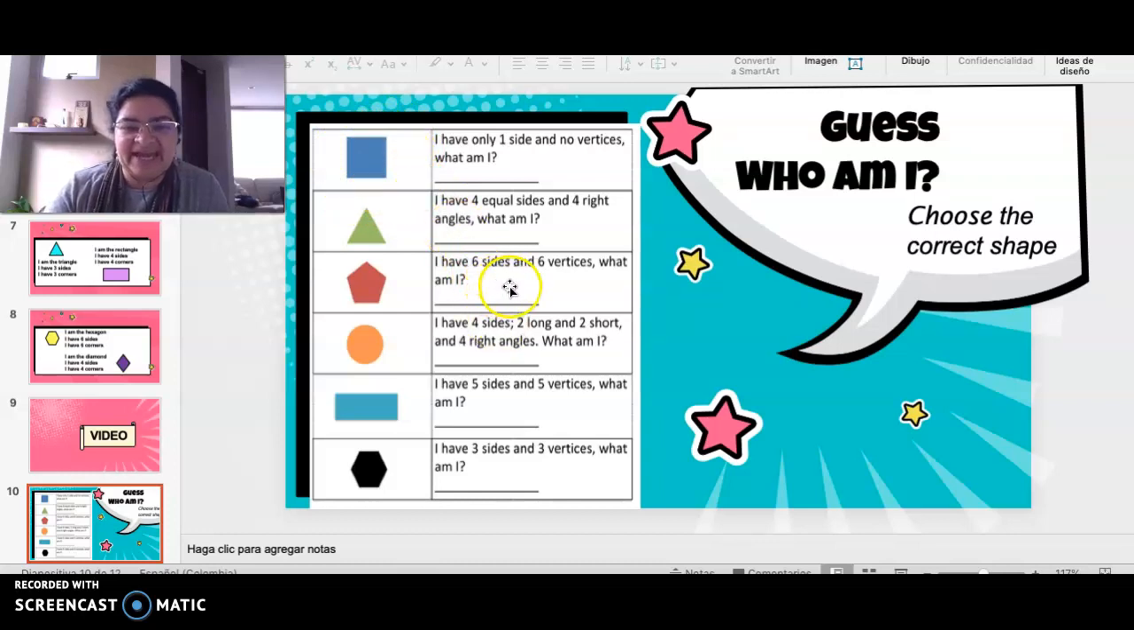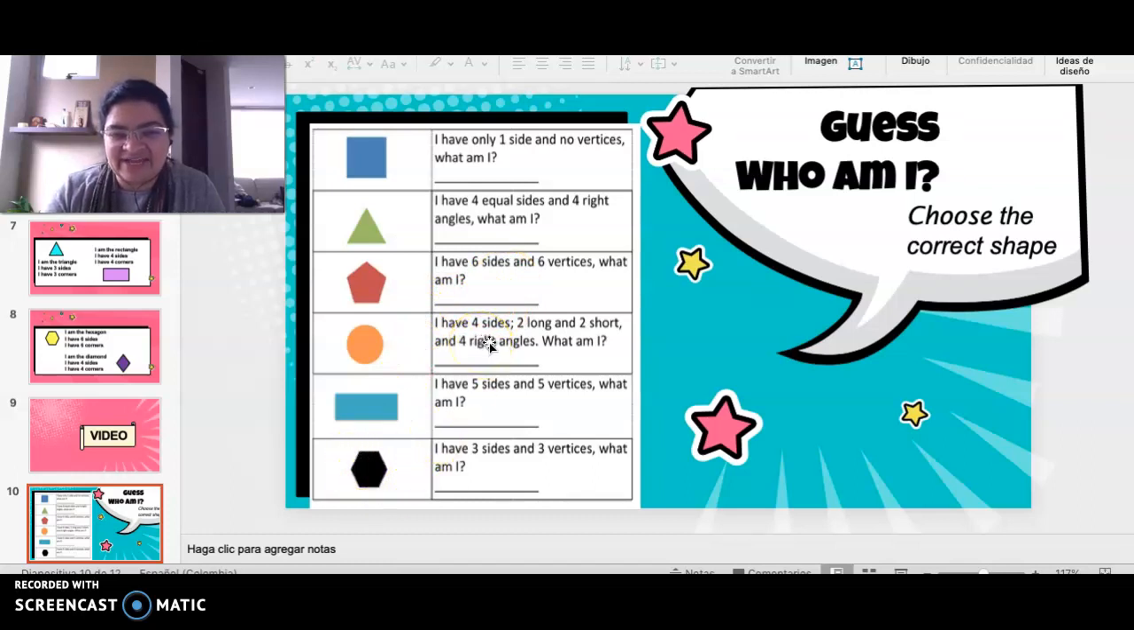Number 3. I have 6 sides and 6 vertices. What am I? 6 sides. This one? No, because this one has only 5. 1, 2, 3, 4, 5. This is the pentagon. No. Look at the question. I have 6 sides and 6 vertices. What am I? Okay, very good. The hexagon.